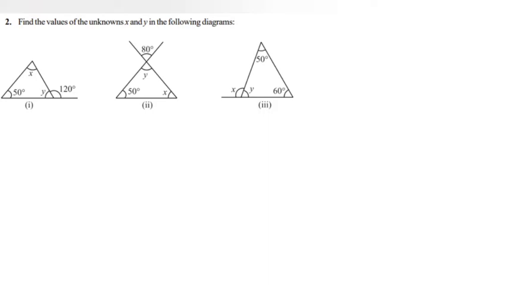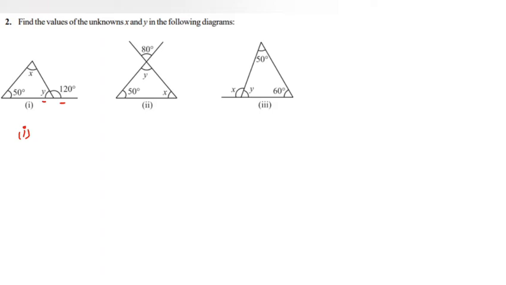Okay, in the second question they have given, find the value of unknown x and y in the following diagram. So you have to find out both x and y here. So let's start doing it. Let's do the first one. In the first one, if you see, the y and 120, they are actually in linear pair, or we can do it in this way. We have learned about exterior angle property.